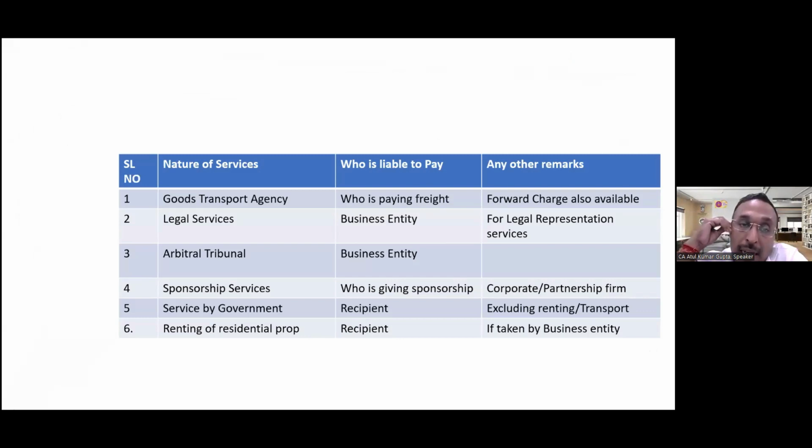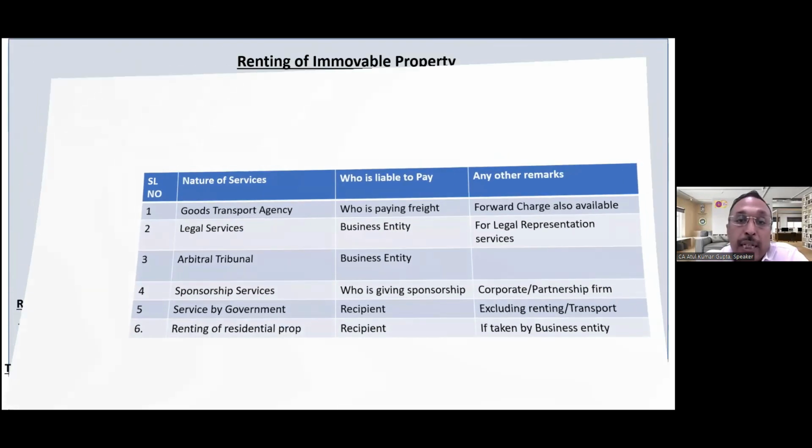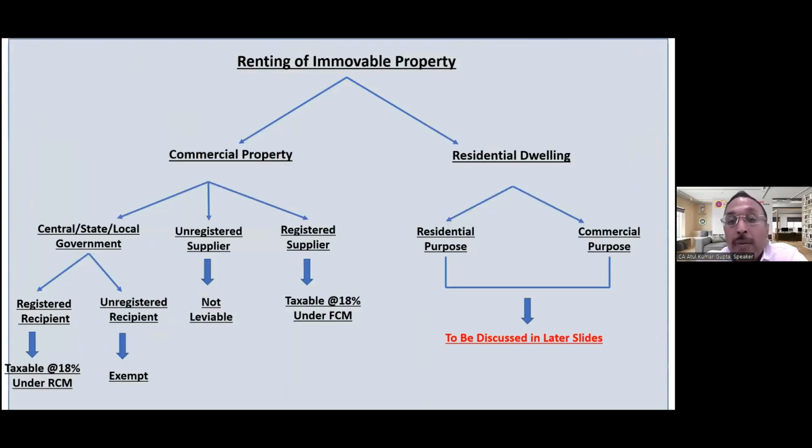Likewise, for arbitral tribunal, sponsorship service, services provided by the government, or renting of a residential property if the recipient is a business entity, in all these cases, the person who is receiving the service is supposed to pay the tax under the reverse charge mechanism, rather than the supplier collecting and paying it.